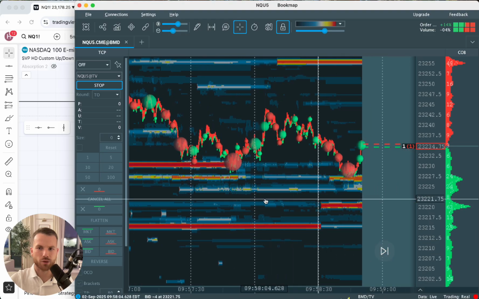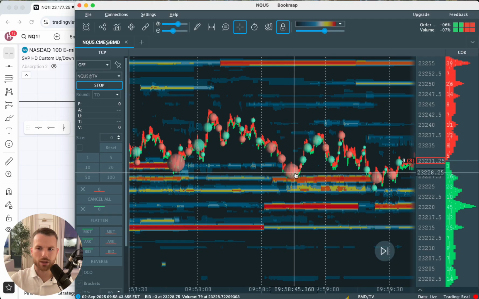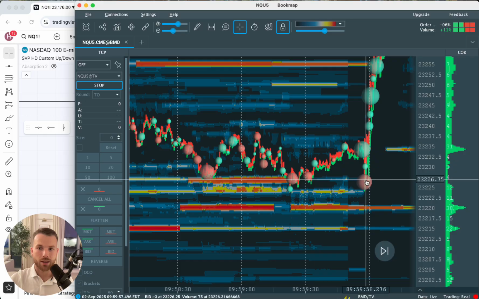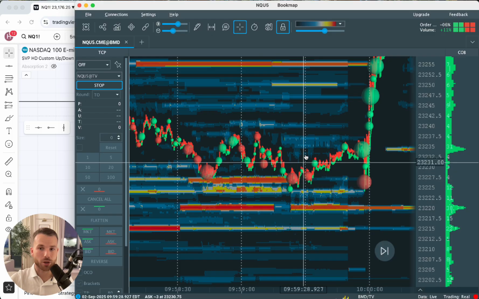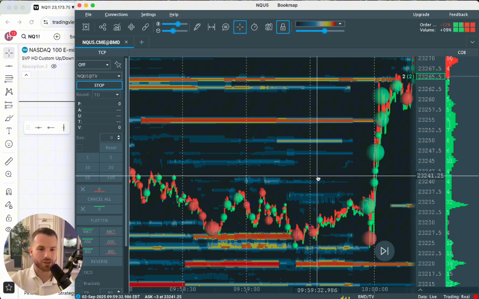So we just fast forward now. And we can see absorption at the 28s. Absorption, interesting. 26, another level of absorption. And the market shoots up. The market shoots up. Why?